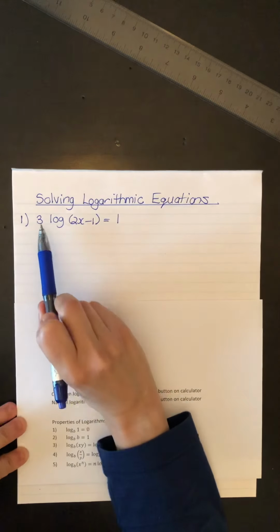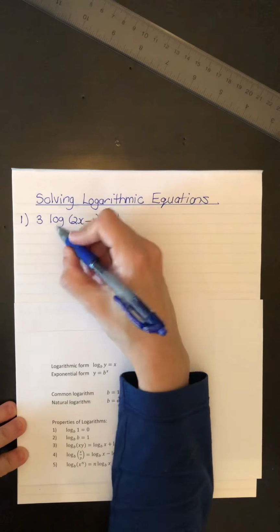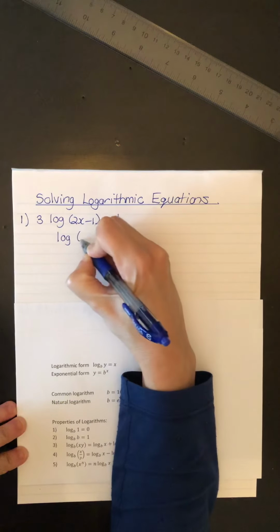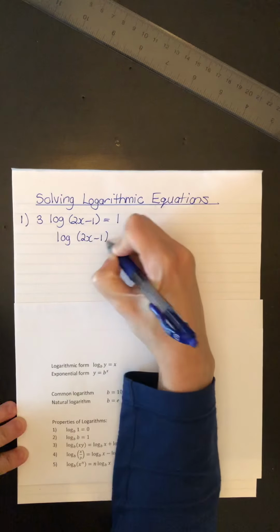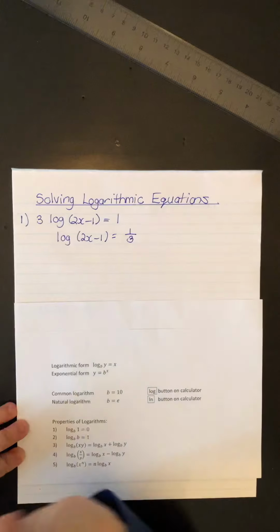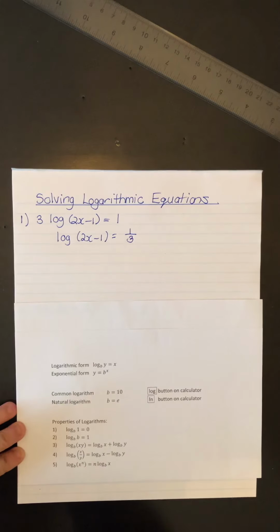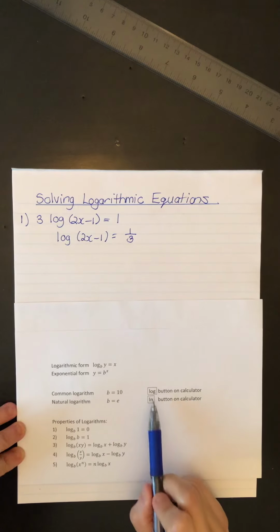The first thing we'll do is divide the right side and the left side by 3 so that we have the logarithm isolated like this. Now take a look at the logarithm and notice there is no base indicated here. This means it's the logarithm of base 10, known as the common log. And you'll find this one on your calculators.